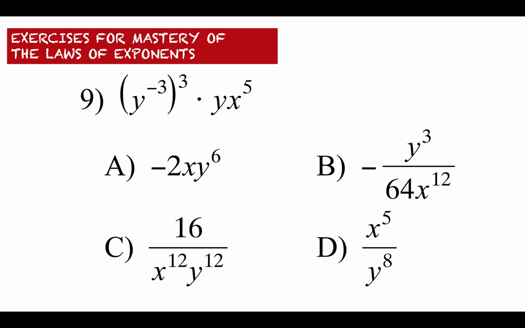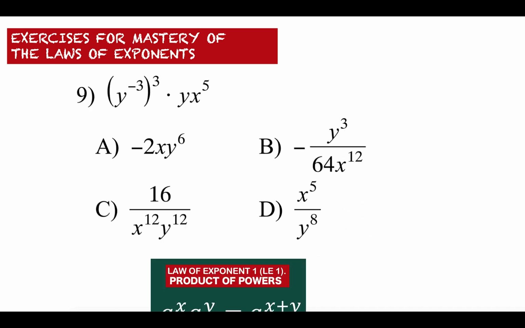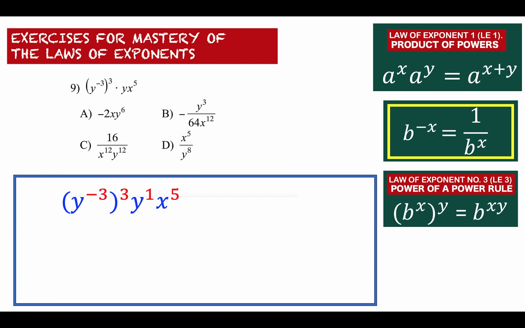y raised to negative 3 all raised to positive 3 times yx to the 5th. So, let's analyze the problem. First, copy the problem, and you will see that we have a power of a power, so we use law of exponent number 3. We multiply negative 3 and positive 3, and the result is negative 9. All the rest are copied.